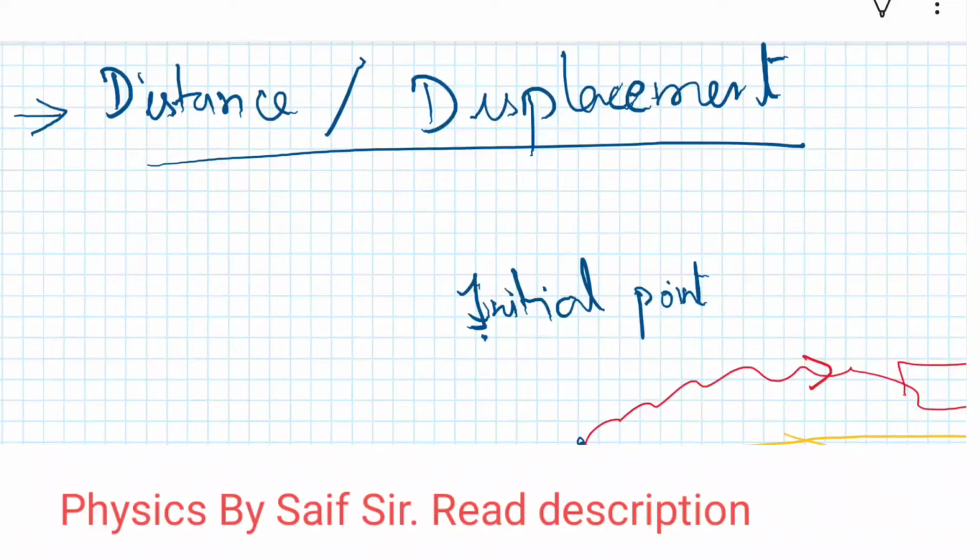Distance is something when you travel the complete path. If you are traveling the total complete path, that is the distance, and the shortest path between the two points is displacement.